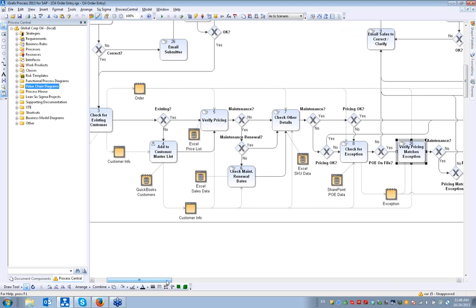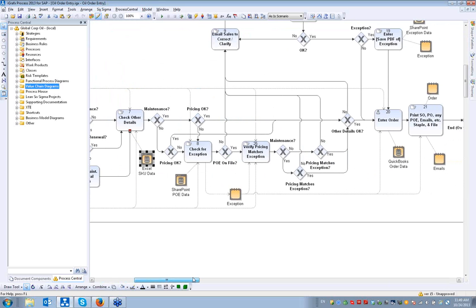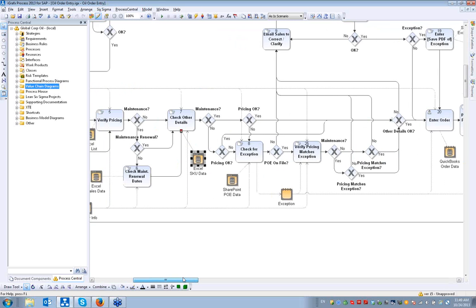Second, there's a lot of incomplete or incorrect data. Many of these gateways are necessary to correct and clarify information problems that are created before the process gets down to the sales and operation specialists. In addition, the data is siloed, and the operations specialist has to retrieve and store data in multiple sources that we can see marked with the information and business objects in this specific process.